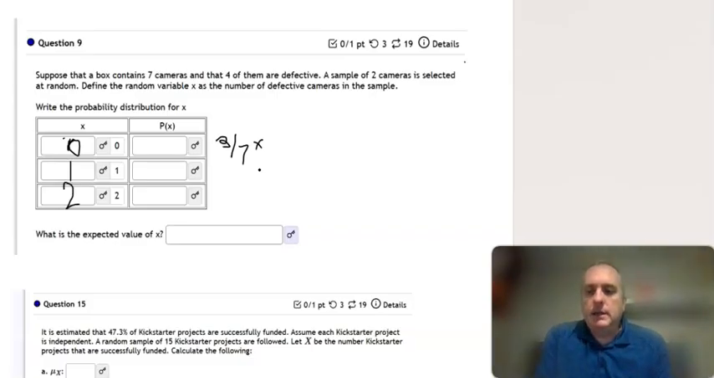And the probability of selecting the second camera out of the box that's working is going to be 2 out of 6 because now there's just 2 working cameras left in the box and 6 total cameras because we removed 1 from that first choice. So my probability is going to be 3 over 7 times 2 over 6. I'm going to get out my calculator. 3 over 7 times 2 over 6 is 0.143. I'm rounding to the nearest thousandth here.